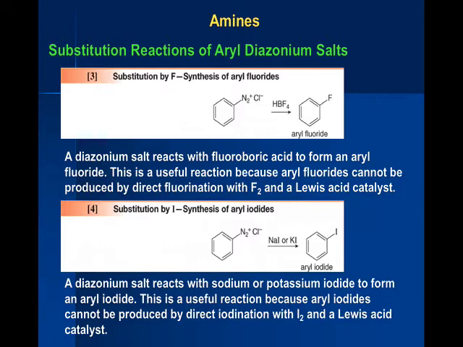We don't have to worry about it going boom because we're not actually using F2. Okay, we're using tetrafluoroboric acid, which is a fluoride generator. Okay, we can also make the iodo compound by reacting with either sodium or potassium iodide. Again, making that carbon-iodine bond fairly easily.